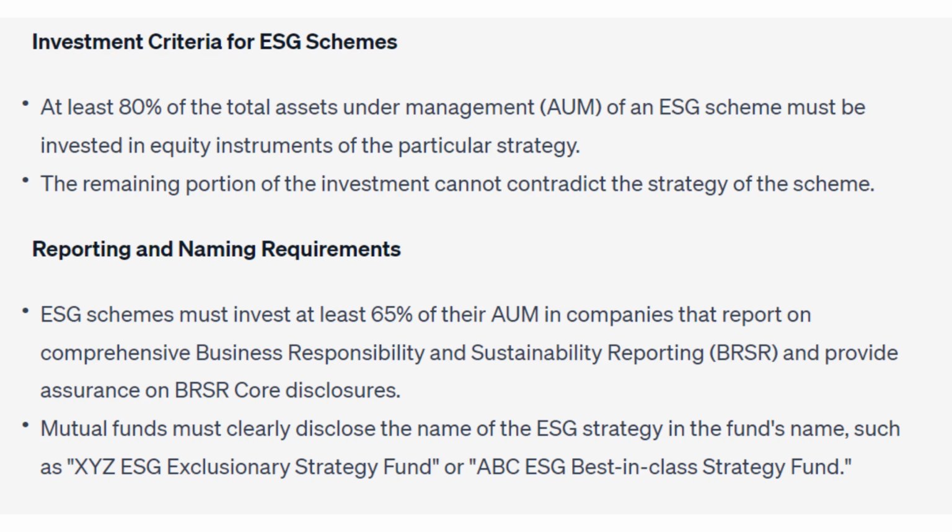Reporting and naming are crucial aspects of ESG funds. SEBI requires ESG schemes to invest at least 65% of their assets under management in companies that report on comprehensive business responsibility and sustainability reporting and provide assurance on BRSR core disclosures. Moreover, mutual funds must clearly disclose the name of the ESG strategy in the fund's name, such as XYZ ESG Exclusionary Strategy Fund or ABC ESG Best in Class Strategy Fund.